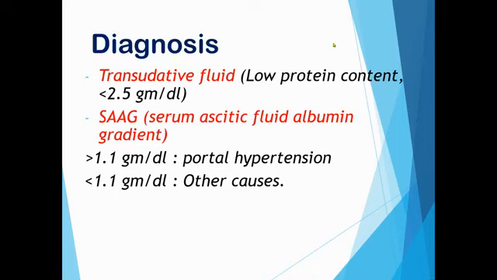And this SAAG is 96% sensitive and specific. So this is very sensitive and very specific to diagnose and to confirm that this ascites is due to portal hypertension and due to cirrhosis of liver.